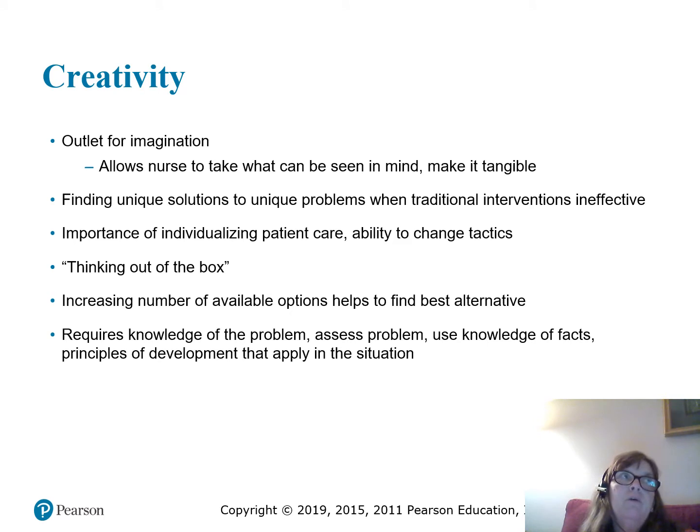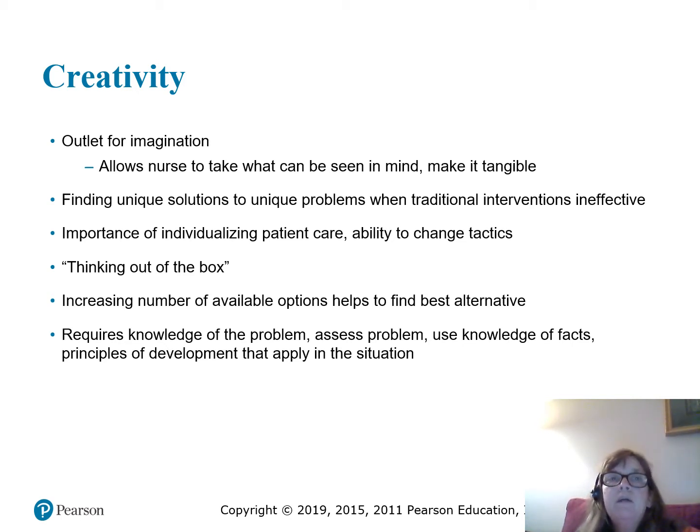Creativity is another skill for critical thinking, and that's an outlet for imagination. It allows the nurse to take what can be seen in the mind and make it tangible. Tangible is the word I'm trying to say. Find unique solutions to unique problems when your traditional interventions are ineffective. And so sometimes we have to be creative to try to come up with a solution.